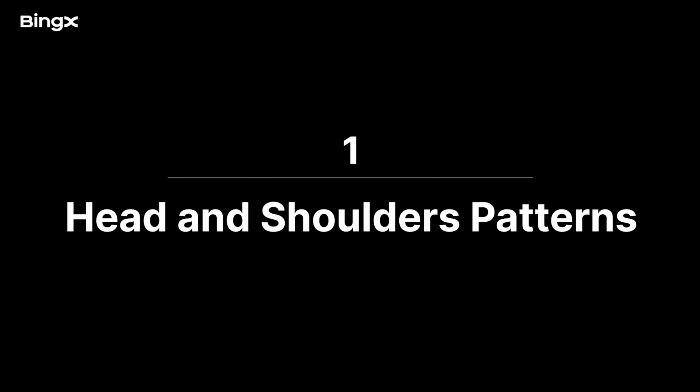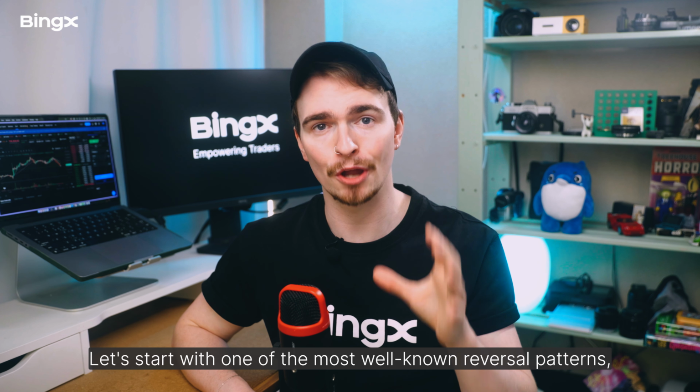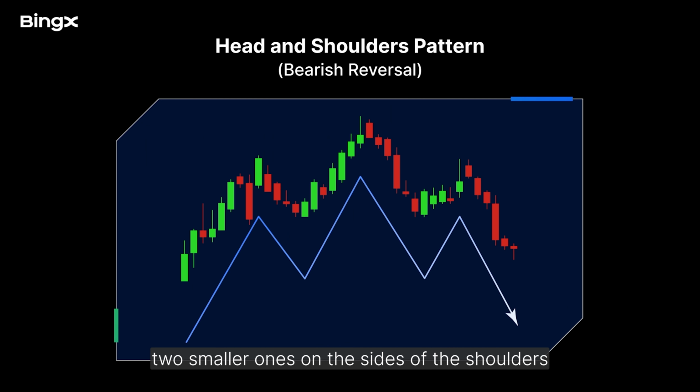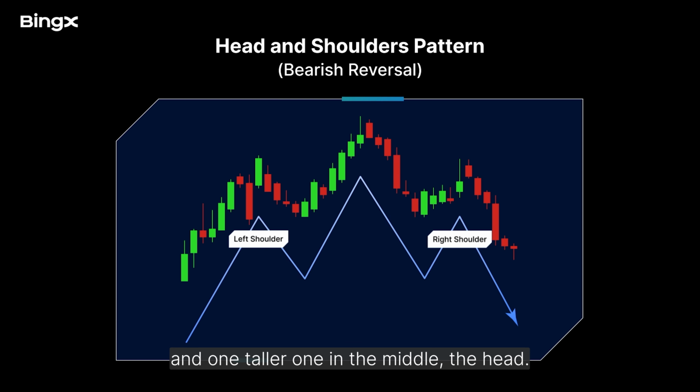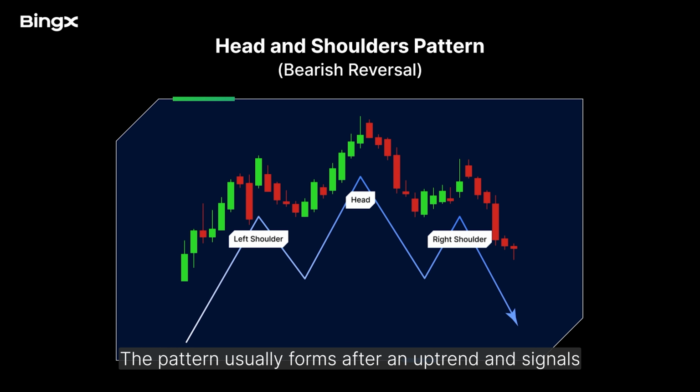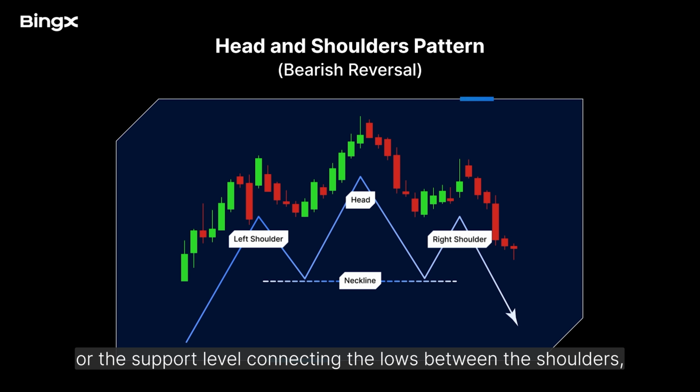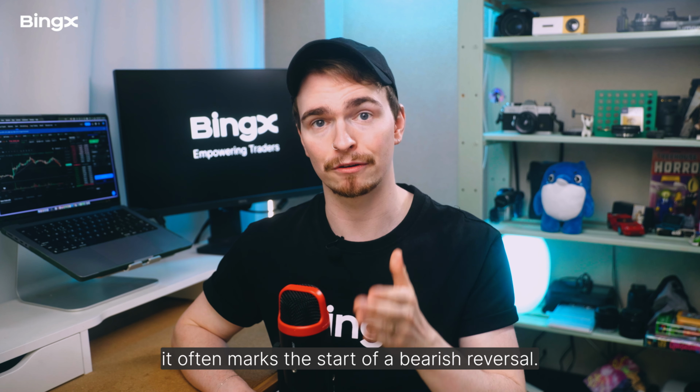Head and shoulders patterns. Let's start with one of the most well-known reversal patterns: head and shoulders. It's made up of three peaks, two smaller ones on the sides, the shoulders, and one taller one in the middle, the head. The pattern usually forms after an uptrend and signals that buyers are losing momentum. When price breaks down below the neckline, or the support level connecting the lows between the shoulders, it often marks the start of a bearish reversal.